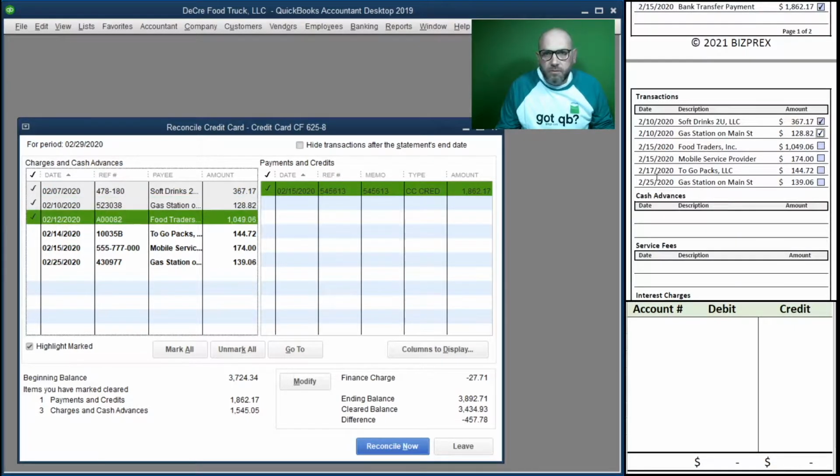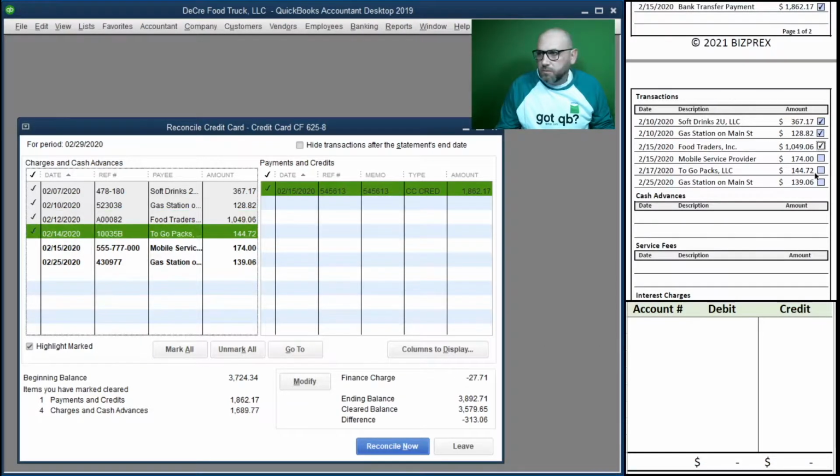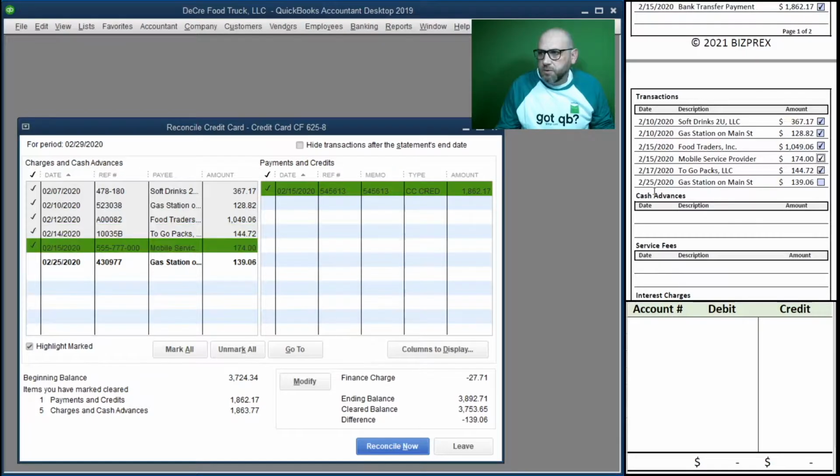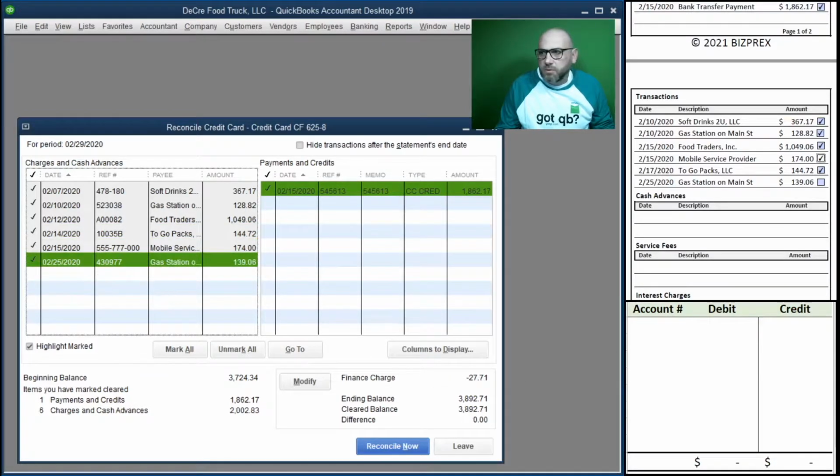Perfect. Voila. 72. We have our mobile services right here. And another gas station receipt right here. Okay, doke, and the difference is 0, which is what we want, right? When we reconcile, that's the objective. We want to get to 0 right here, and we did.